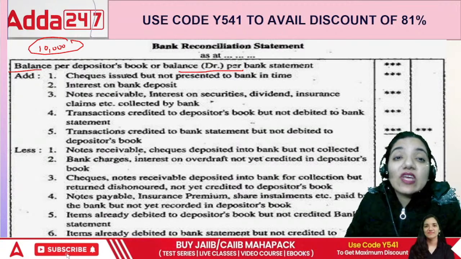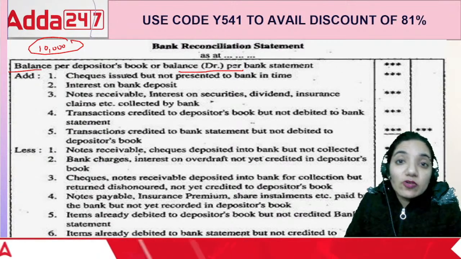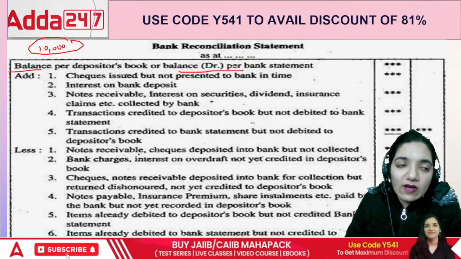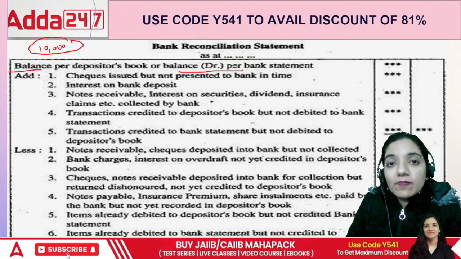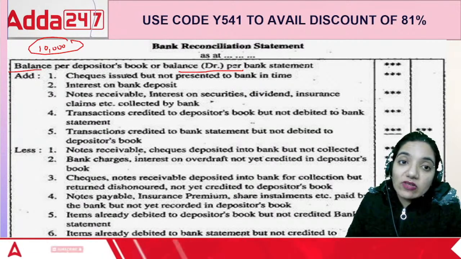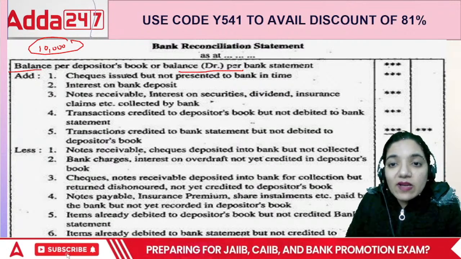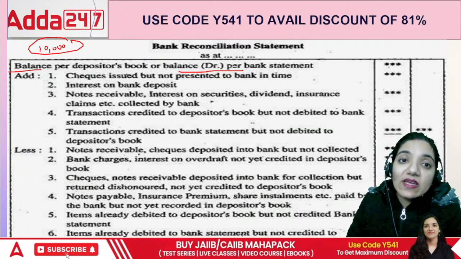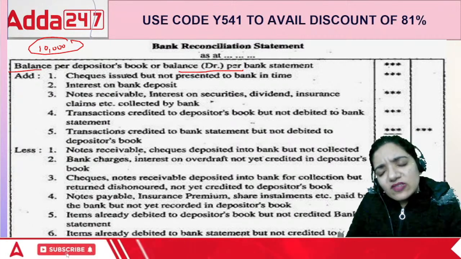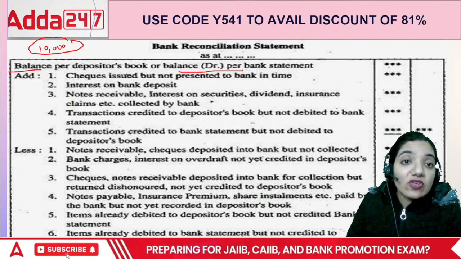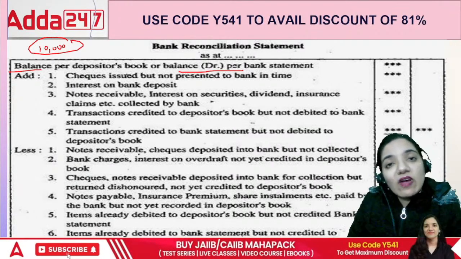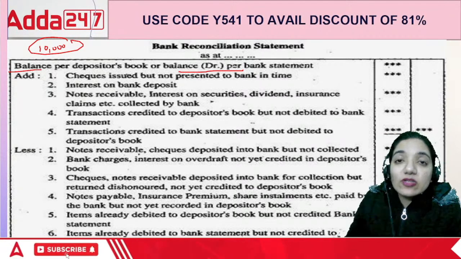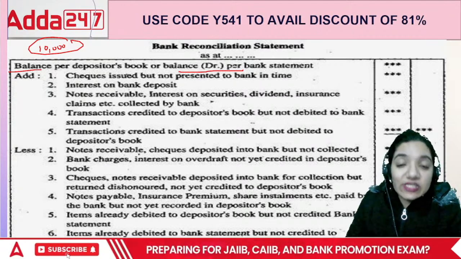What happened is, check issued but not presented to the bank in time. What happened is, I issued a check for rupees 5,000 to Mr. R. But by the end of the time, that is on 31st of March, I asked him, Mr. R, have you made the payment? Have you got the check and have you got it deposited in the bank yet? He said, no, I'll get it deposited after 31st of March. So on 31st of March, my book is going to show that 5,000 is already out. But the bank will say, no, you haven't got that particular check withdrawn from your bank account yet.